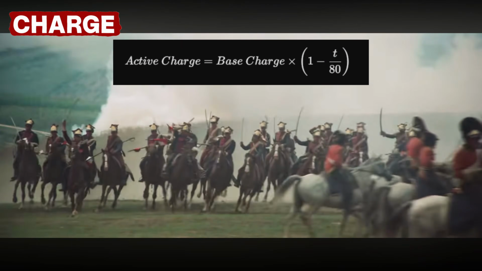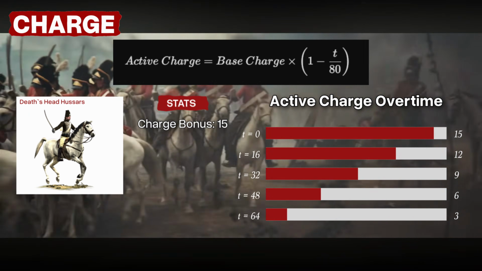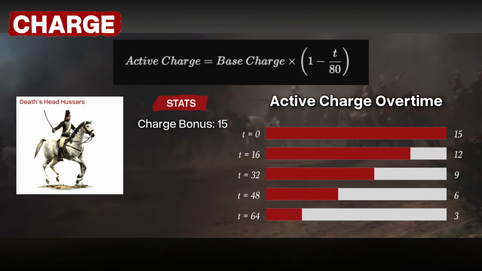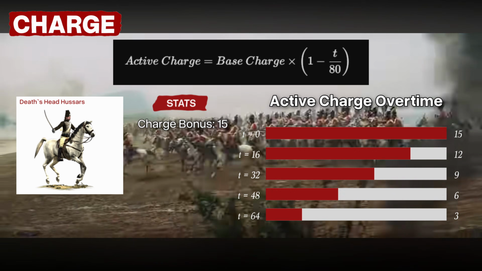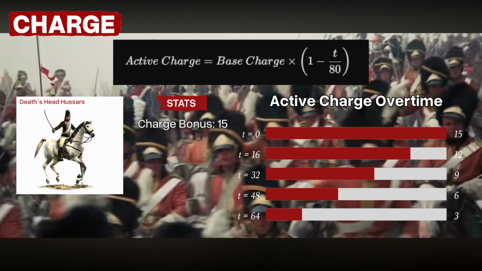Charge is calculated by taking the charge bonus of our units and multiplying it by 1 minus t, or the length of time the unit has made contact with the enemy after the charge is completed. In our KV rules table, we can find charge timeout, which is 80, giving us a total of 80 seconds until our charge bonus is nullified.